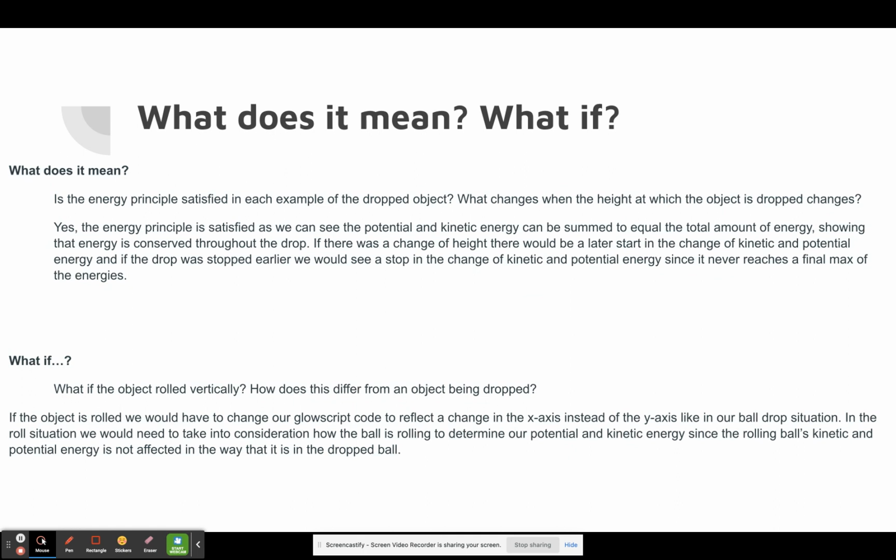So what if the object had been rolled horizontally? If the object was rolled, we would need to change our GlowScript code to reflect a change in the x-axis instead of a change in the y-axis. We also need to consider that for a ball being rolled, the potential and kinetic energy is not so much focused on the force of gravity. It's instead focused on how the ball is rolling. So we'd also need to change our code to reflect that.